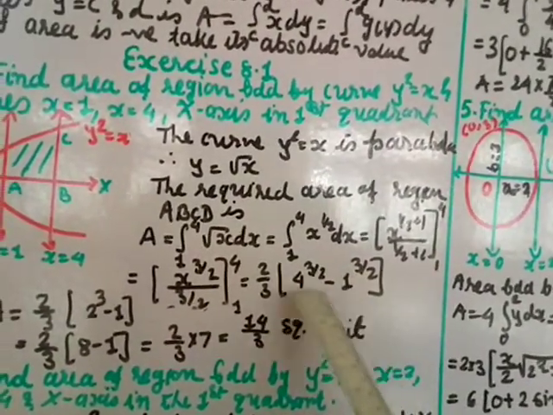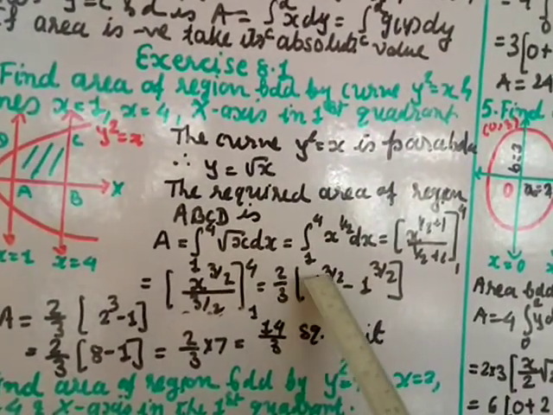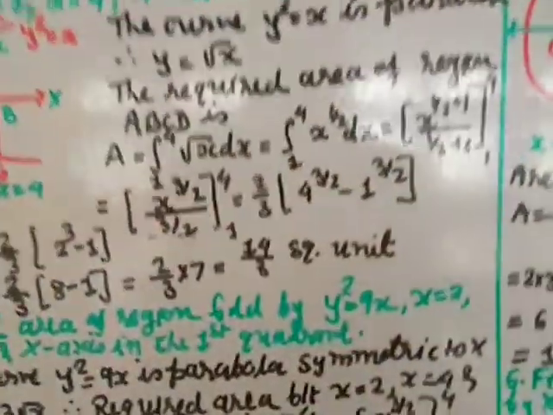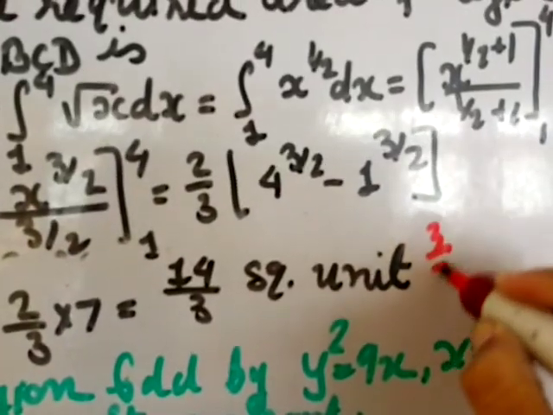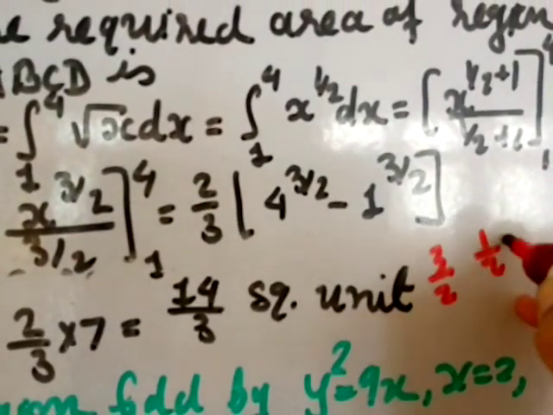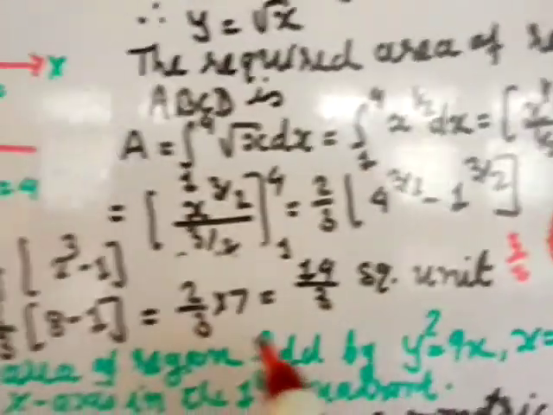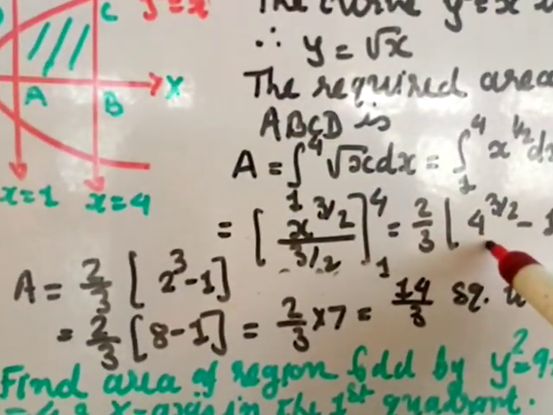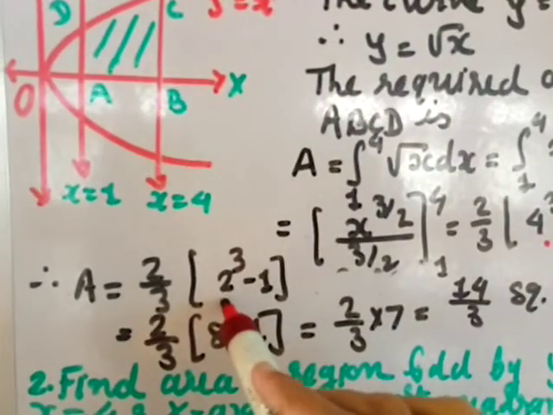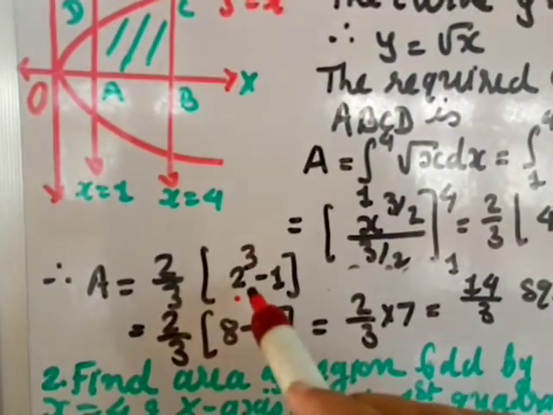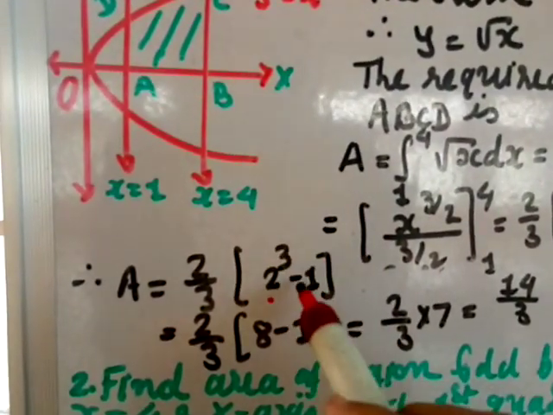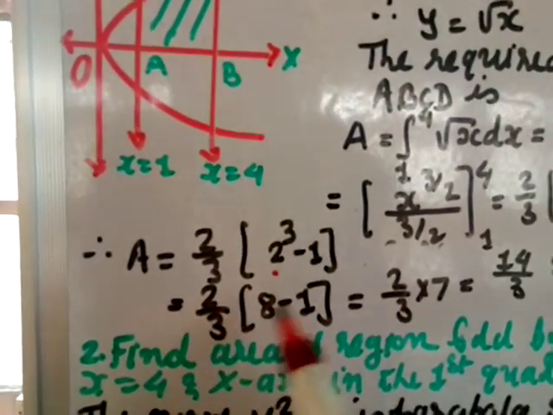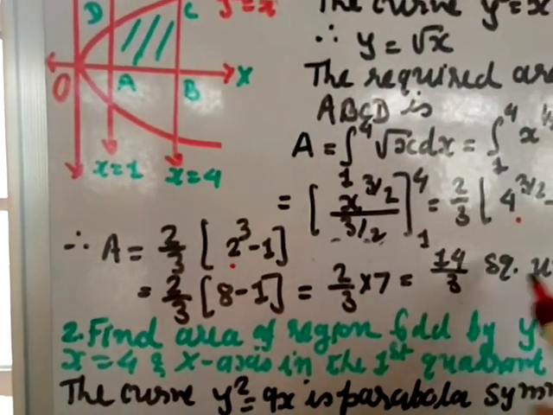1 power 3 by 2 is 1, and for 4 power 3 by 2, I will take the 3 by 2 power first. You can think of 3 by 2 power as 1 by 2 into 3 power. So first I am going to find 4 power 1 by 2, the square root of 4, which gives you 2, and power 3, so 2 power 3, which gives you 8. So 2 power 3 minus 1, 8 minus 1 gives you 7. So here 2 by 3, so 2 into 7 is 14 by 3 square units.